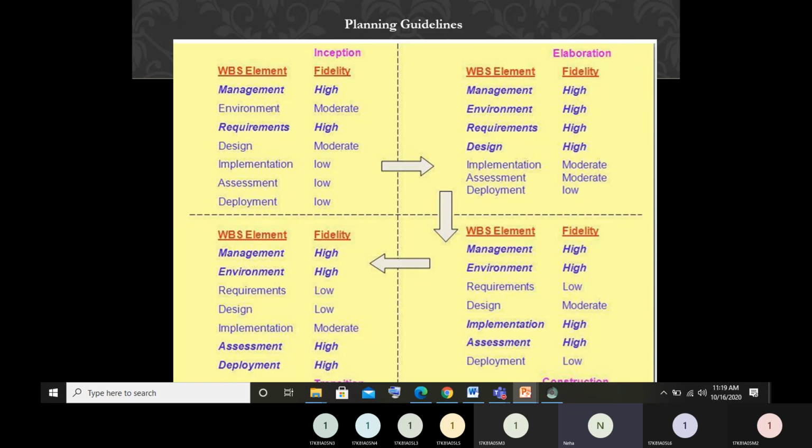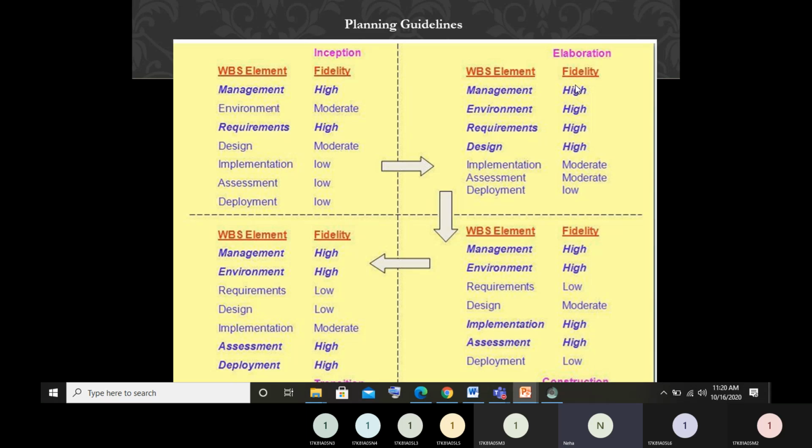This diagram shows the four phases: inception, elaboration, construction and transition. The importance of the workflows has been shown in terms of fidelity: in inception, management and requirements are high fidelity, while in elaboration, environment and design become high fidelity. During the inception phase, the more focus is on requirement gathering and management of the phases, so the exactness about those things will come up. That's why fidelity is high. Environment and design are moderate, as we start preparing for the next phase. But implementation, assessment and deployment we are not working on much right now, so fidelity is low.